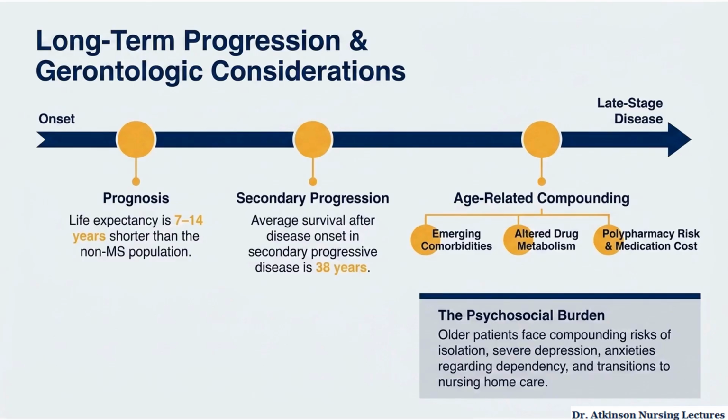MS is a chronic progressive disease, and long-term complications become increasingly important over time. Life expectancy is reduced compared to the general population, although many patients live for decades after diagnosis. As patients age, disability accumulation, mobility limitations, and secondary progression can significantly affect independence.